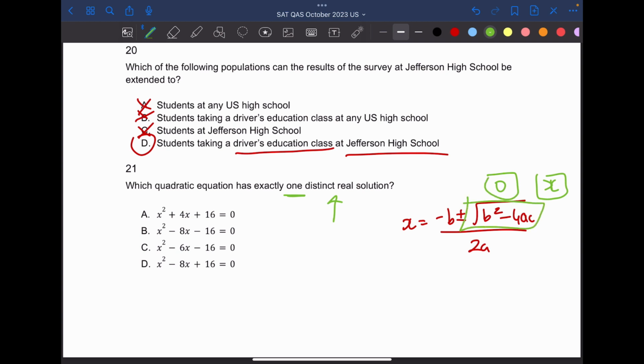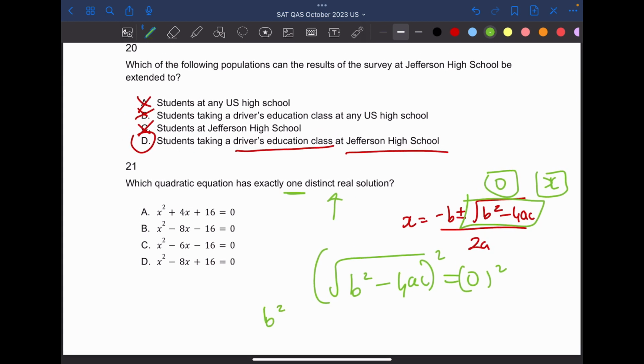And how do you get 0? We need the square root of b squared minus 4ac to equal 0. Square both sides to get rid of the square root sign. You get that b squared minus 4ac is also equal to 0. So now we have to actually plug in the a, b, and c values and see if we get 0 for any of them.